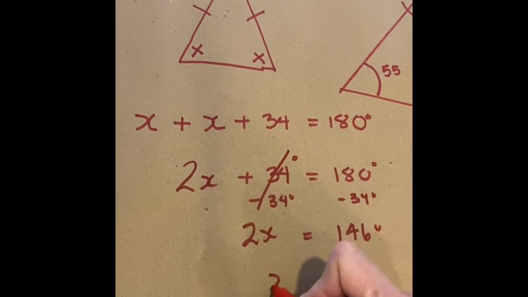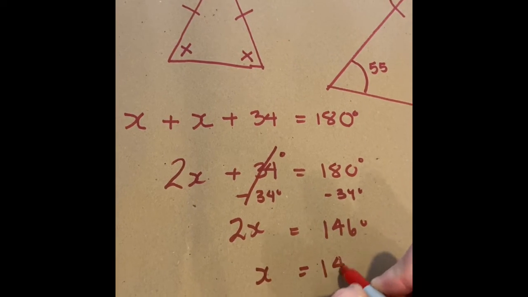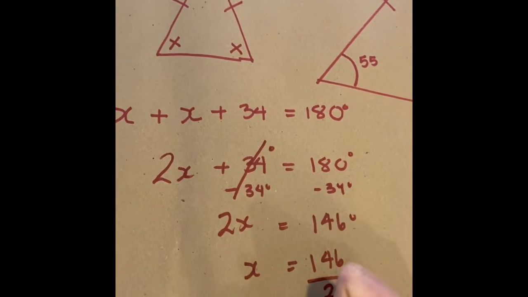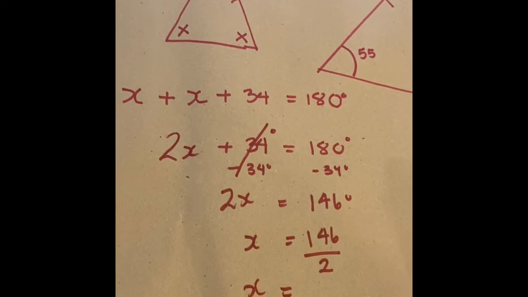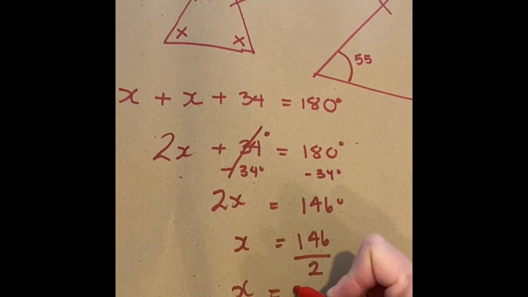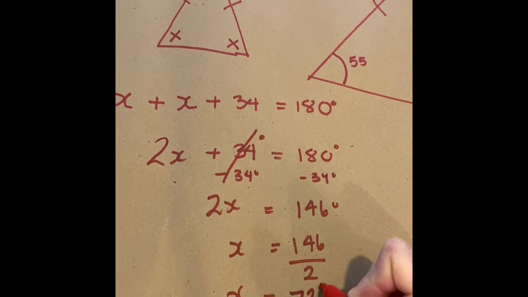So if I want to know how much just one x is, it's going to be 146 divided by 2, which gives me 73 degrees.